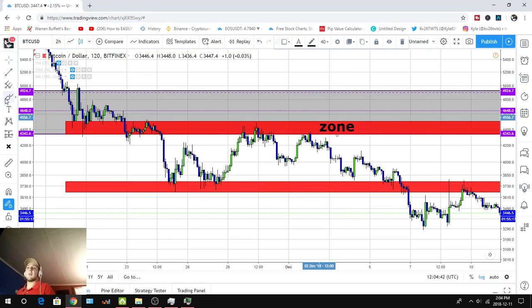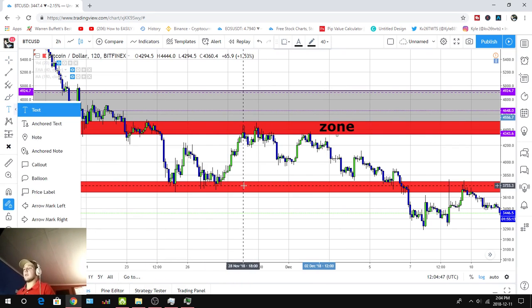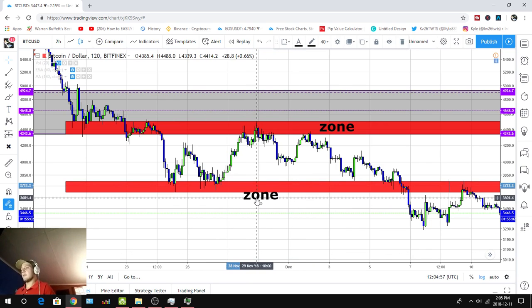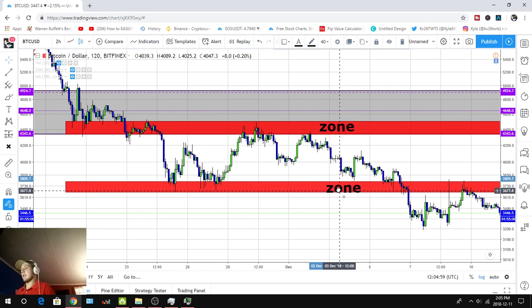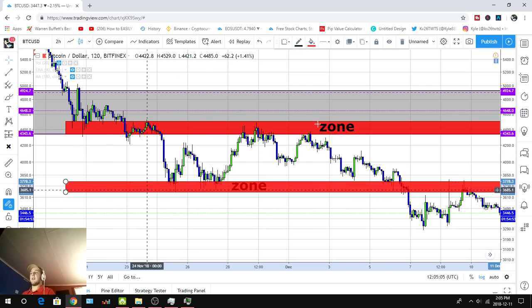Okay, sorry about that. Now we identified our support zone, correct? Zone. Let me just put it right around there. That means anywhere there. Let me make it that color.